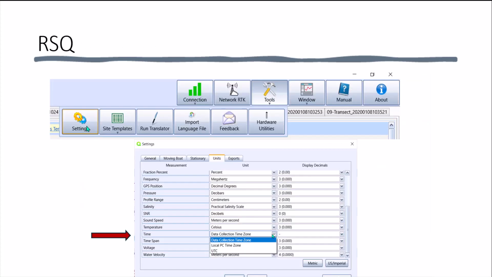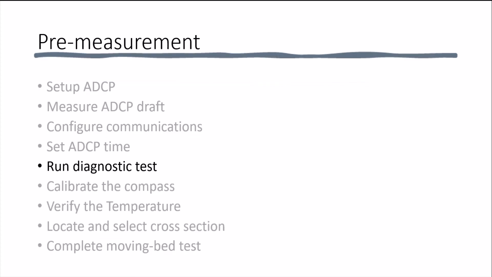For RSQ, the time can be set under the Tools and Settings dialogs. It can be set to the local PC time, the GPS or UTC time, or the data collection time zone. Run a diagnostics test. Again, this will vary depending on the instrument and the software that you're using. The specifics of this test will be discussed in another video.